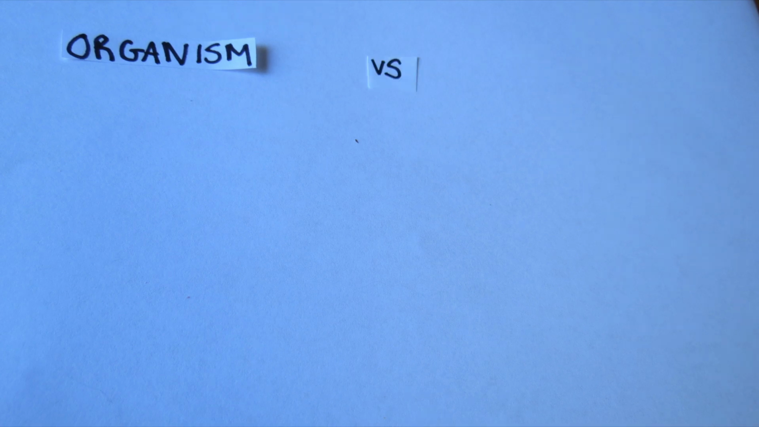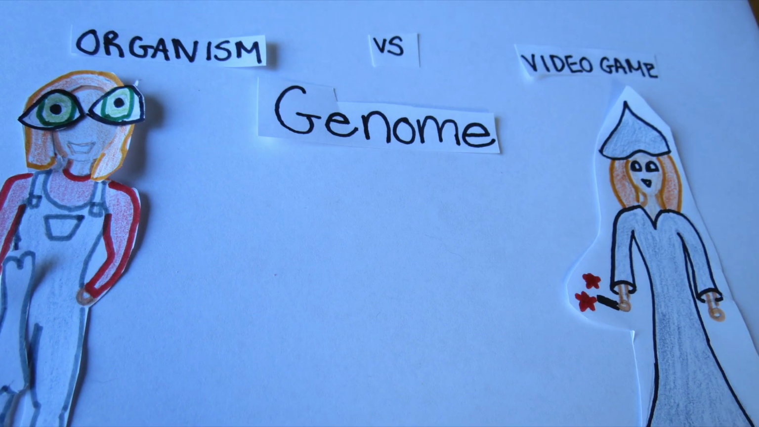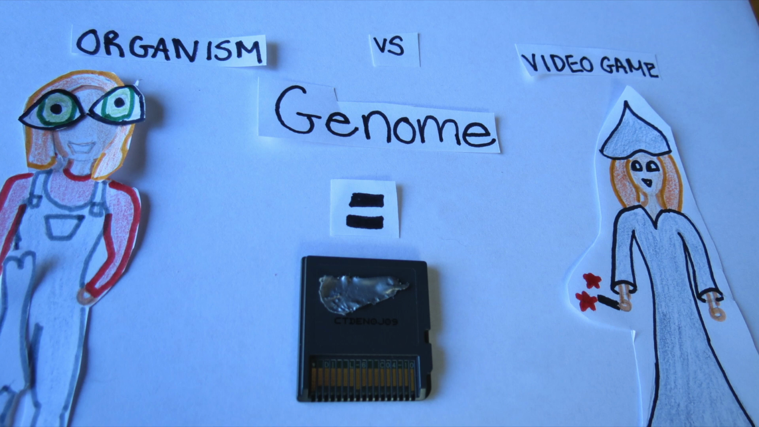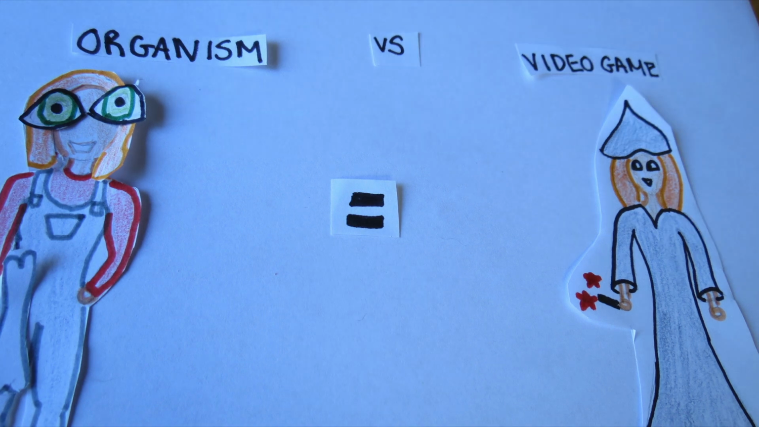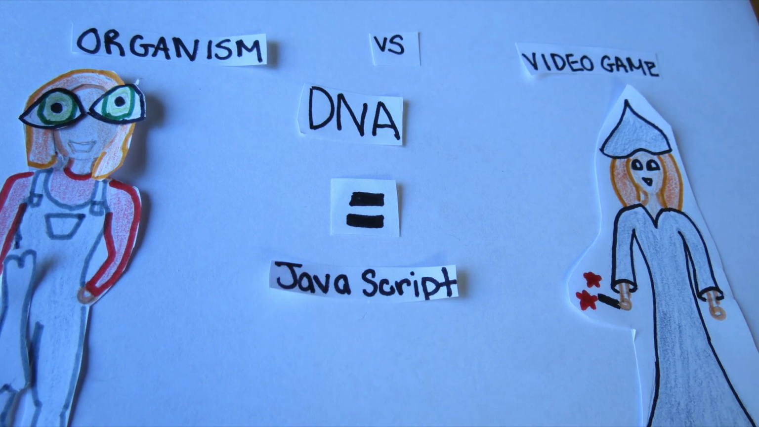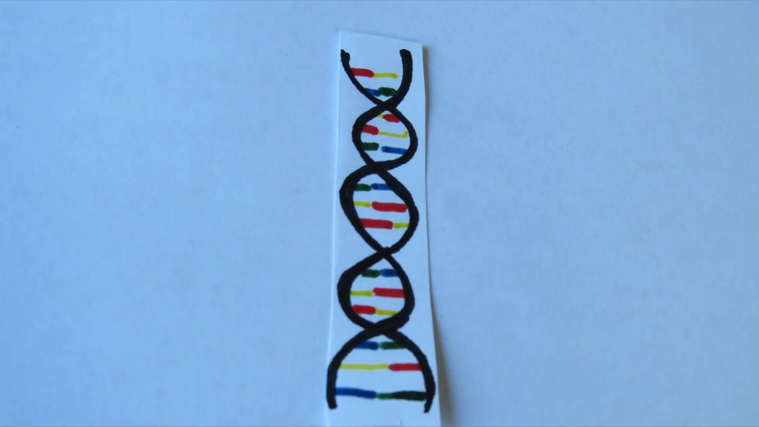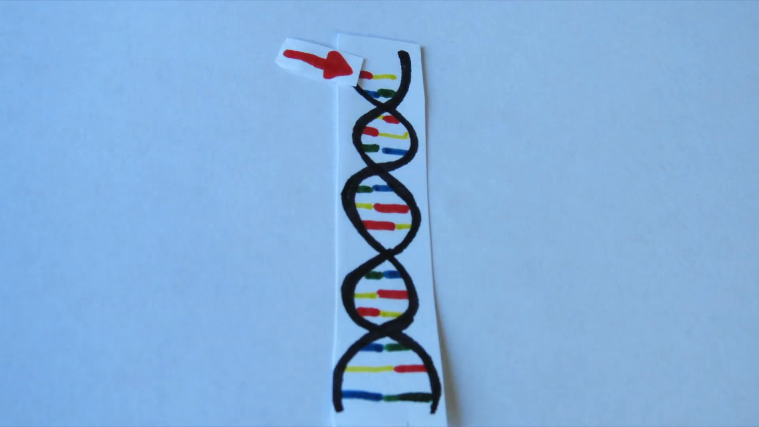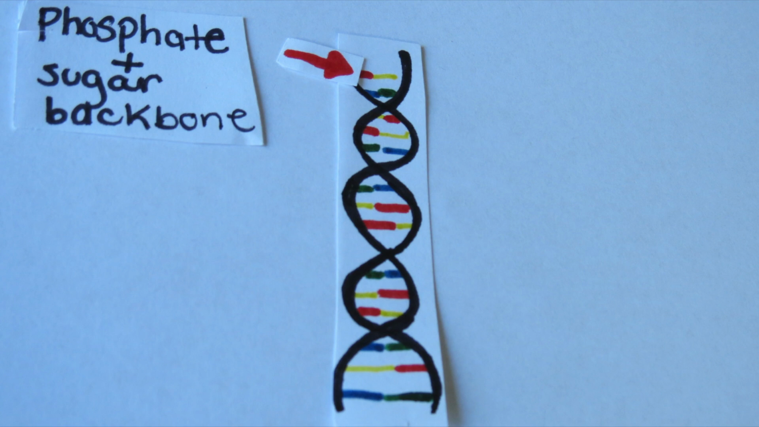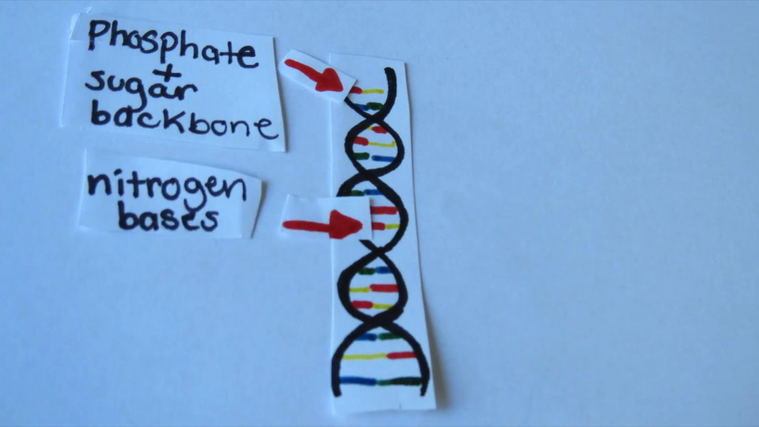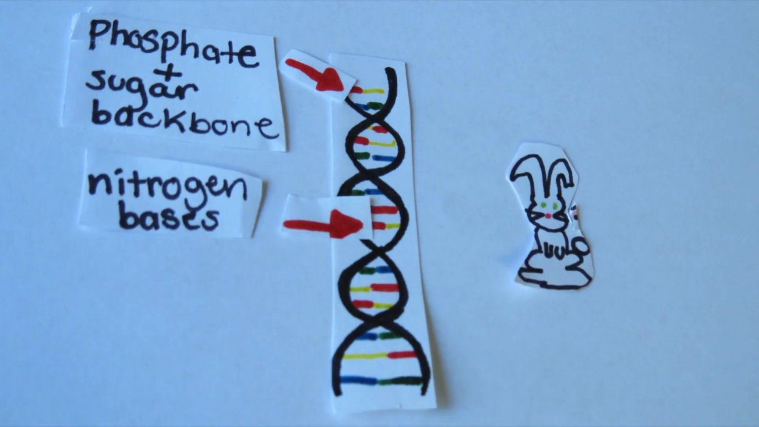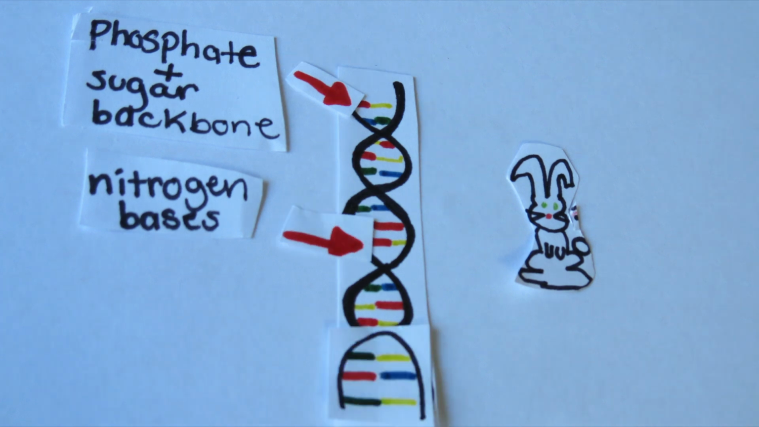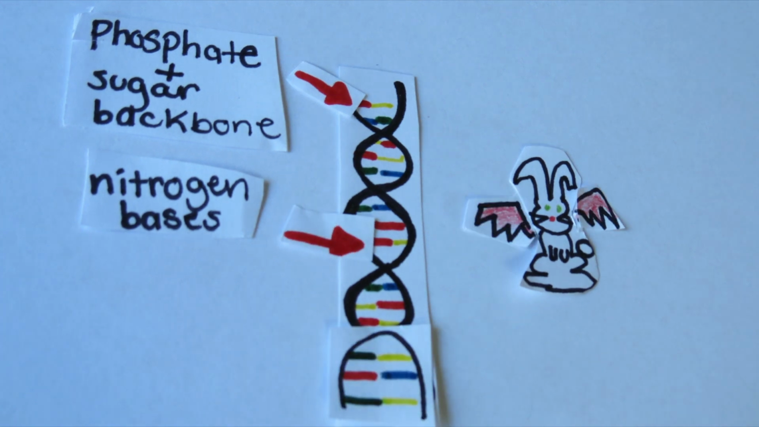If you compare an organism to a video game, instead of having the information stored in a memory card, it's stored in the genome. And instead of having the information being written in JavaScript, it's written in DNA. DNA looks like this, an almost ladder-shaped pattern. The long ribbons are the phosphate and sugar backbones of the DNA, where the rungs are the 4 different nitrogen bases. This is how genetic information is stored, and if these bases are placed in a different order, then the genetic information is different. Therefore, by altering specific sections of DNA, you can change the genetic information of an organism.